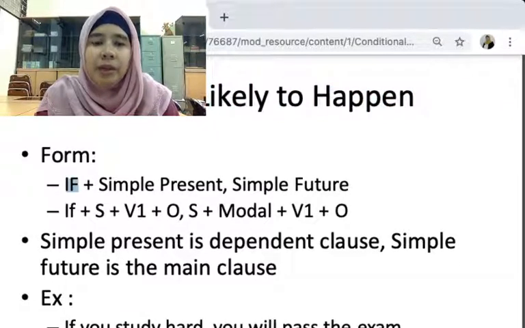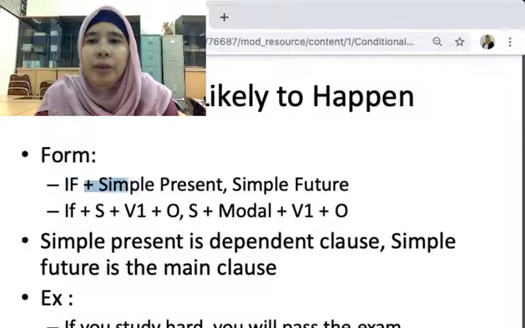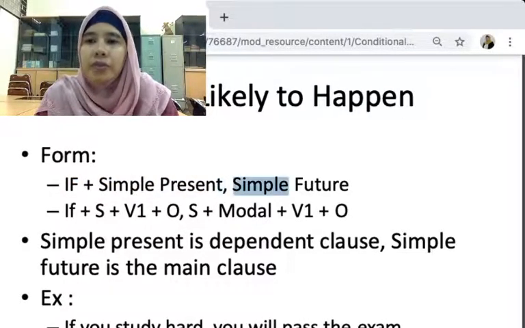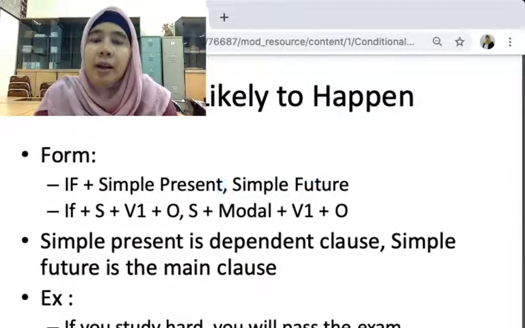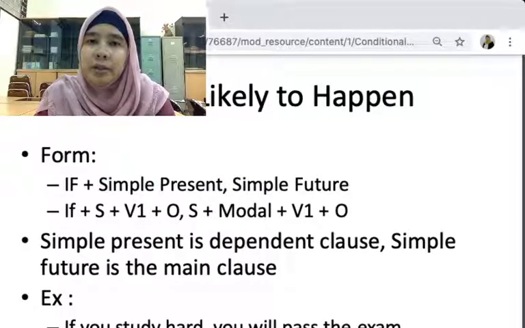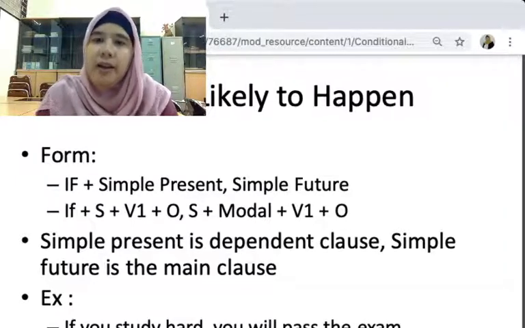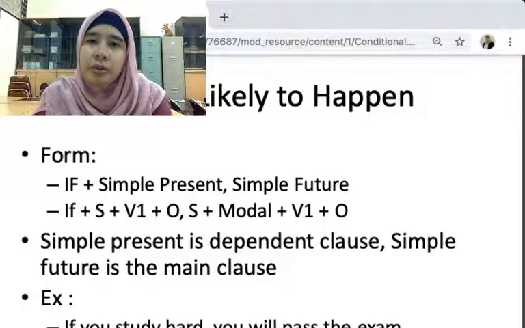You may start with if, and then continue with simple present, and then separate it with a comma, and then end it with simple future. Again, if, simple present, and then simple future. And don't forget to have the comma. I have told you already about the tenses in several meetings ago. Perhaps you are familiar with simple present and simple future, and actually the conditional clause also uses them.